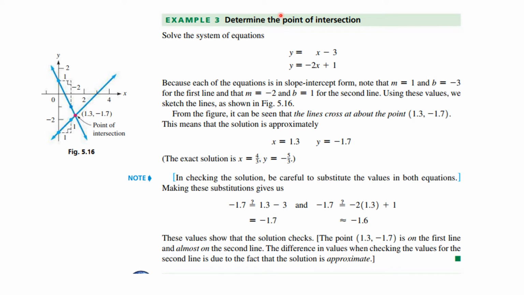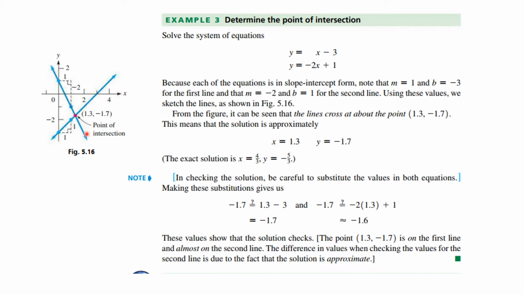We try then to find the points of intersection, and the way we do that is by graphing the two lines. Here we'll graph y equals x minus 3 and y equals minus 2x plus 1. The first one has a positive slope, the second one has a negative slope, and you see here are the graphs of these. We learned how to graph these in the last section, so you should be good with that.